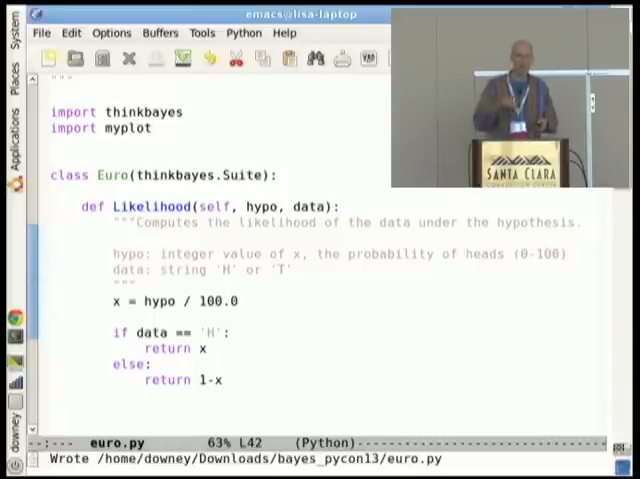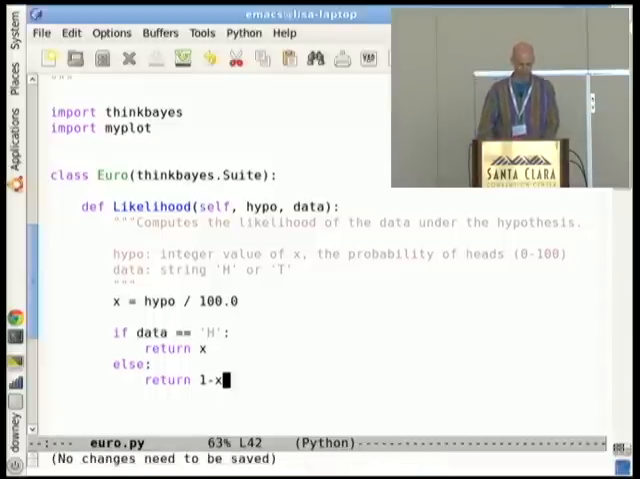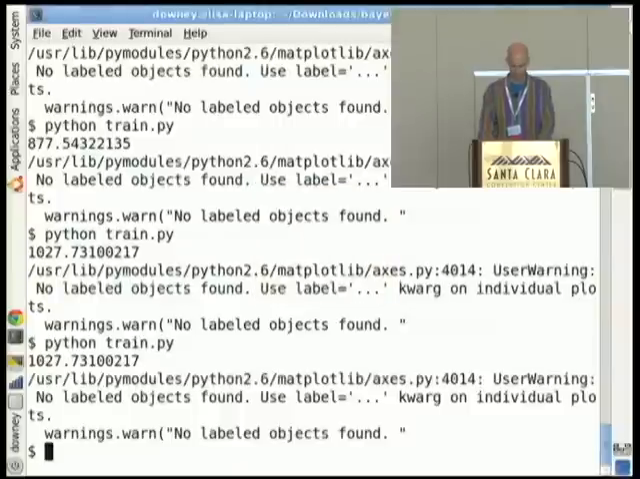Right, and in a minute, we're going to define the prior belief about this. In fact, we're going to do two different priors for this, based on different background information about what coins are like, and I think that'll help. Okay, good. All right, so there's the likelihood function. That means we should be able to run this thing now.